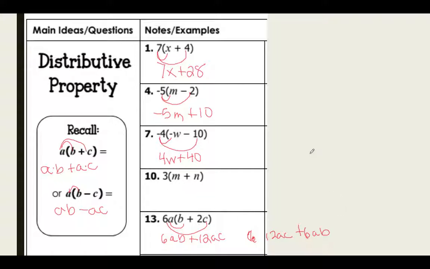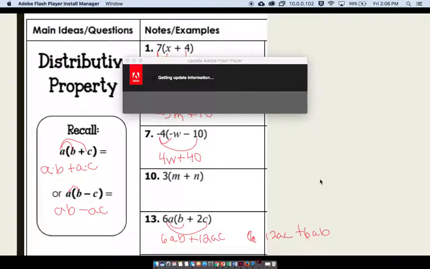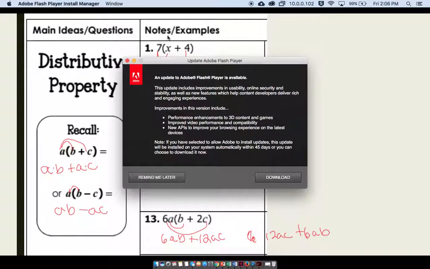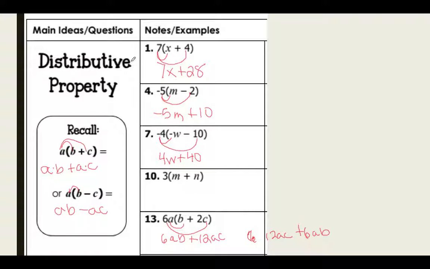So try number 10, see if you can get number 10 on your own, pause the video, and come back as this pop-up pops up.